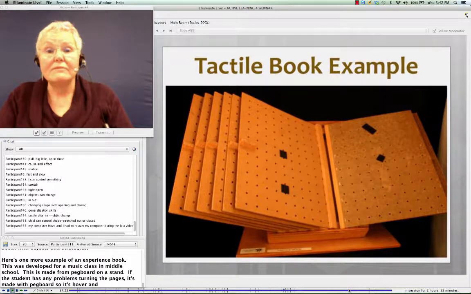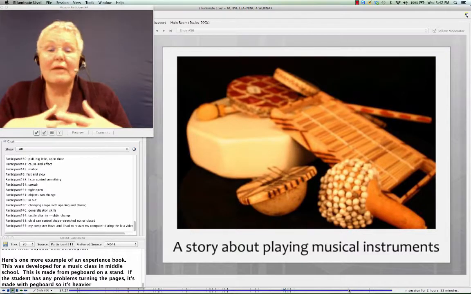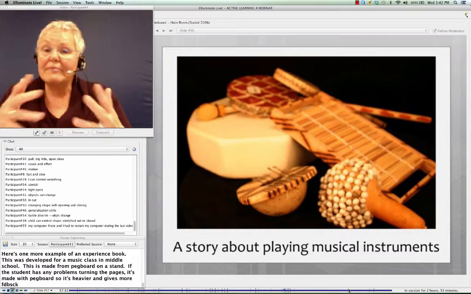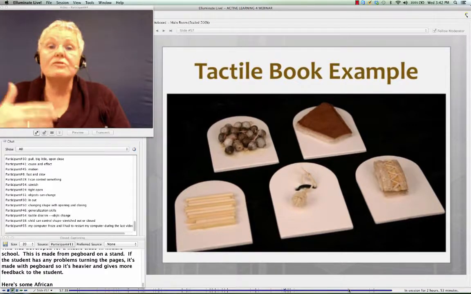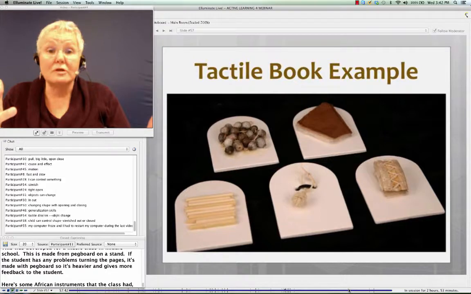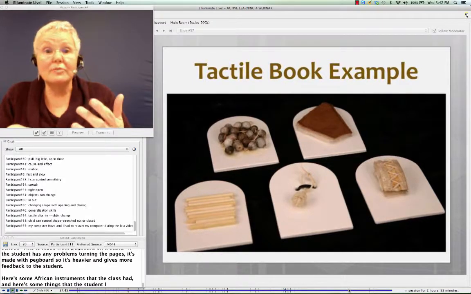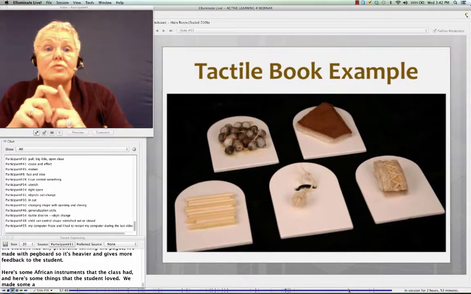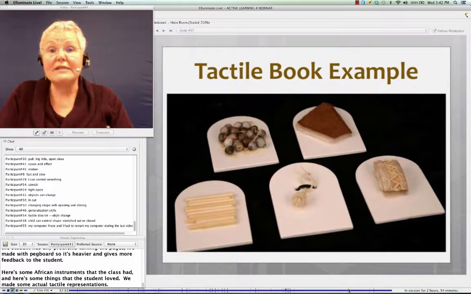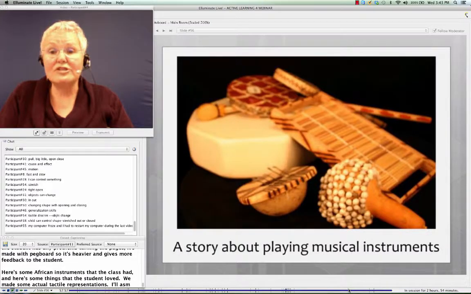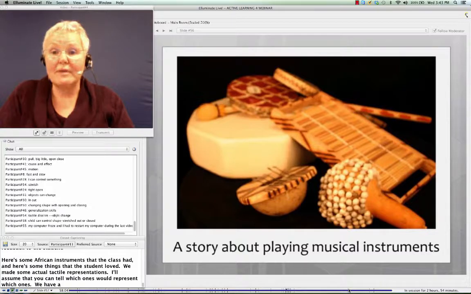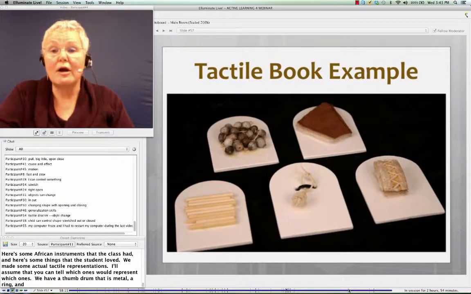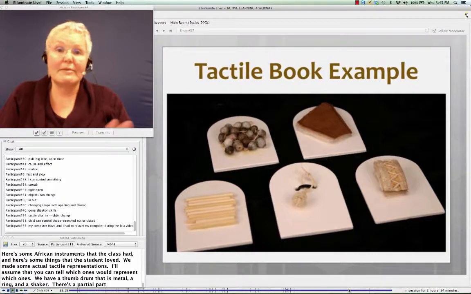Now, this was a story about playing musical instruments, and these were African instruments that the class had. And this is something the student loved. Student loved music of any sort, sounds, unusual sounds. So we made some actual tactile representations. Let me go back, and I'm going to assume you can tell which ones might represent which ones. We have a thumb drum that has metal, we have a rain drum, and then we have the shell shaker. You can probably see that it's a partial part off of some instruments. And again, these are instruments that broke, so they were used.